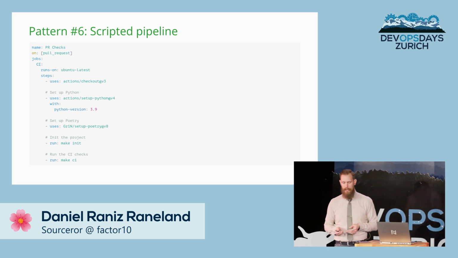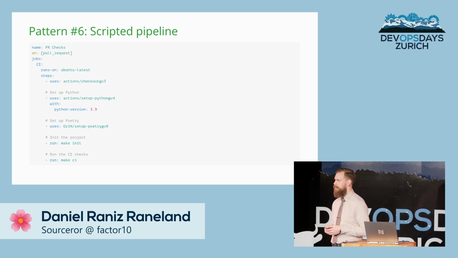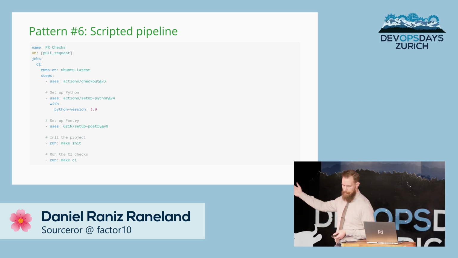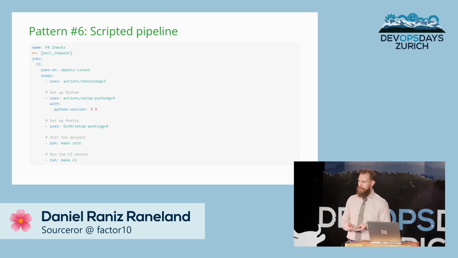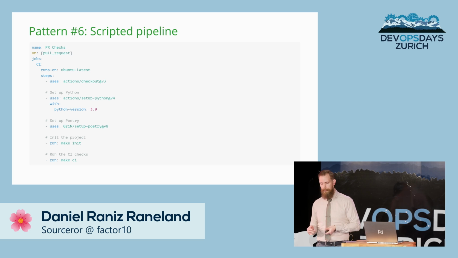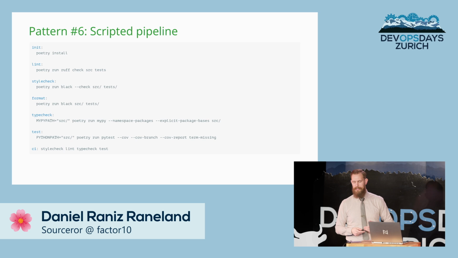For example, I tend to use Make. I have a Python project template that uses Make. So the entire Python pipeline for that just consists of making sure we have the right Python version, installing the build tool, and then we just make CI. And the makefile contains all the checks, it runs all the tests.